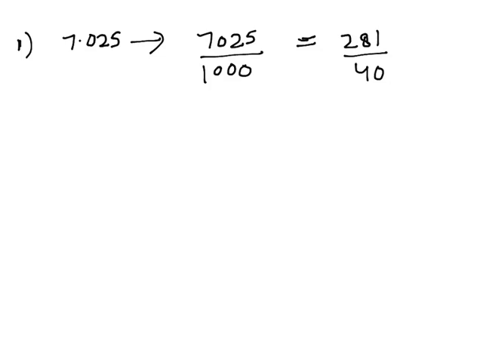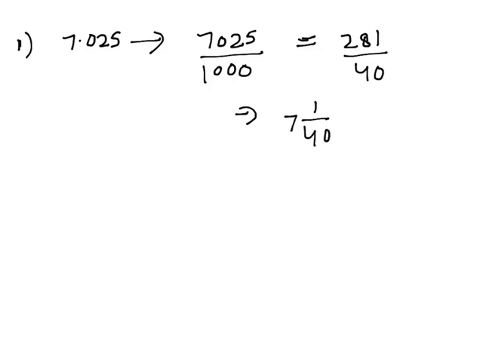So when we remove the decimal point as a fraction, we can write it as 7025 divided by 1000. Now what we will do? We will convert it into the lowest form. When we convert it into the lowest form, at the end we will get 281 by 40. Now we can divide 281 by 40. We will get 7 whole 1 by 40.